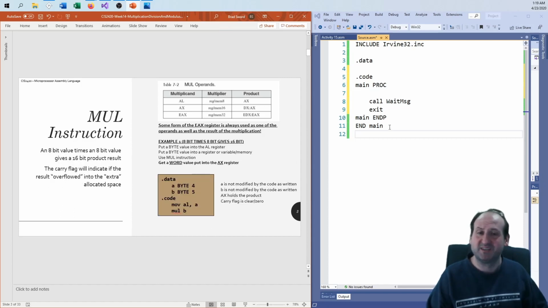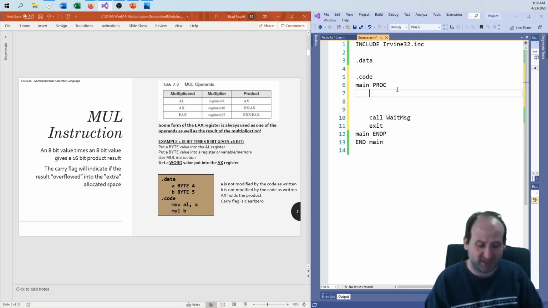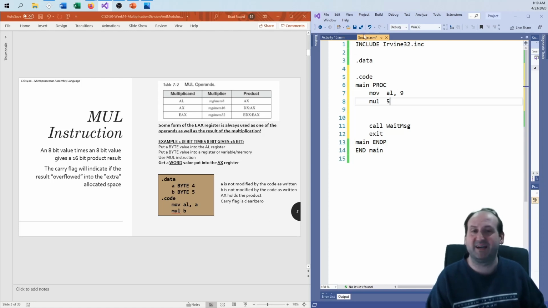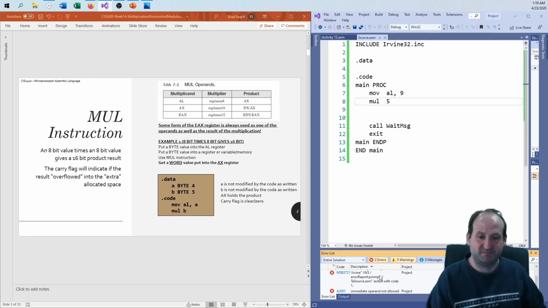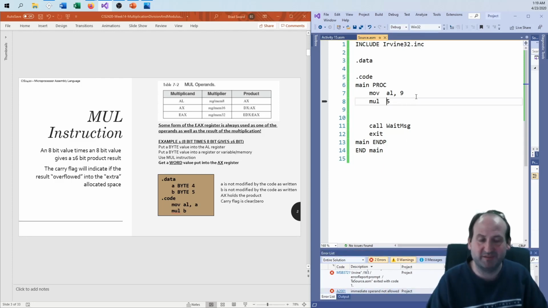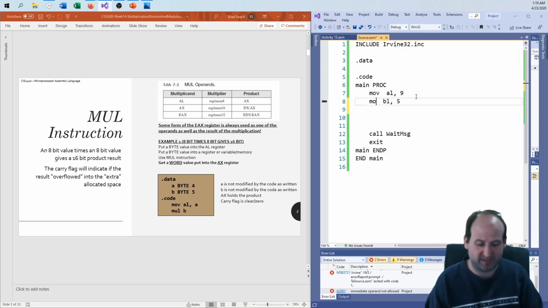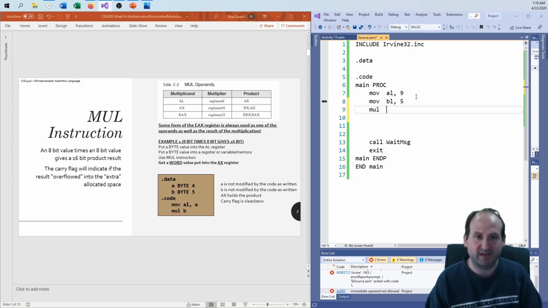So I say I want to multiply an 8-bit number by an 8-bit number. I could move a 9 into the AL register. And then I can't just call mul 5. That's not allowed. Immediate operand not allowed. So I have to move the value into some other register. I'll move the 5 into the BL register, and then I'll call mul on BL.